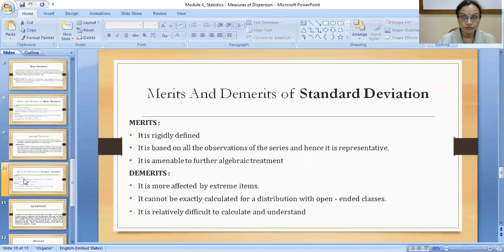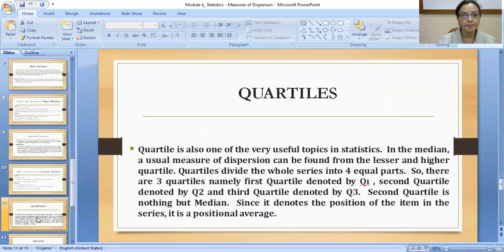Merits and demerits of standard deviation. Merits are: it is rigidly defined, it is based on all observations of the series, and hence it is representative. So it is amenable to further algebraic treatment. Demerits are: it is more affected by extreme items. It cannot be exactly calculated for a distribution with open-ended classes. It is relatively difficult to calculate and understand.